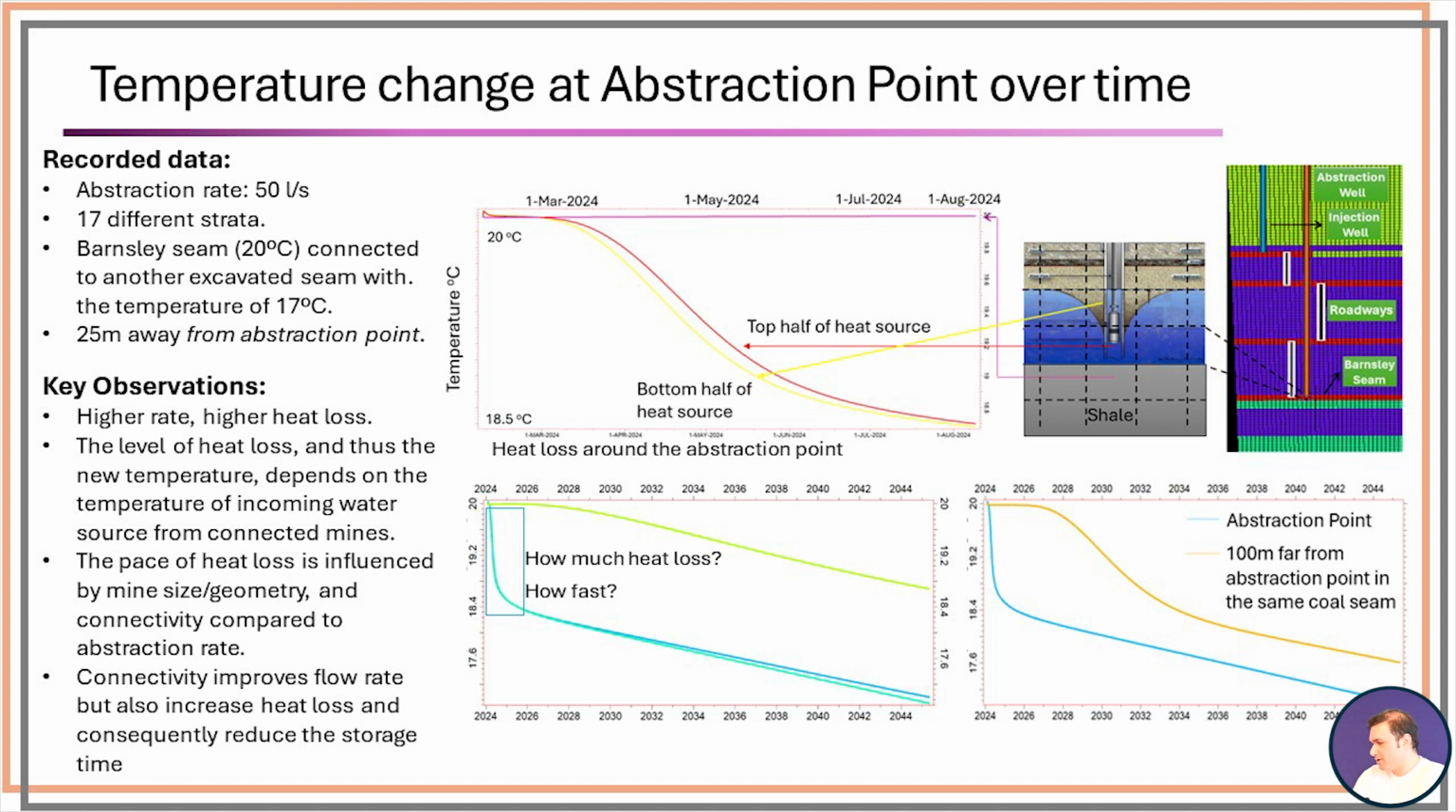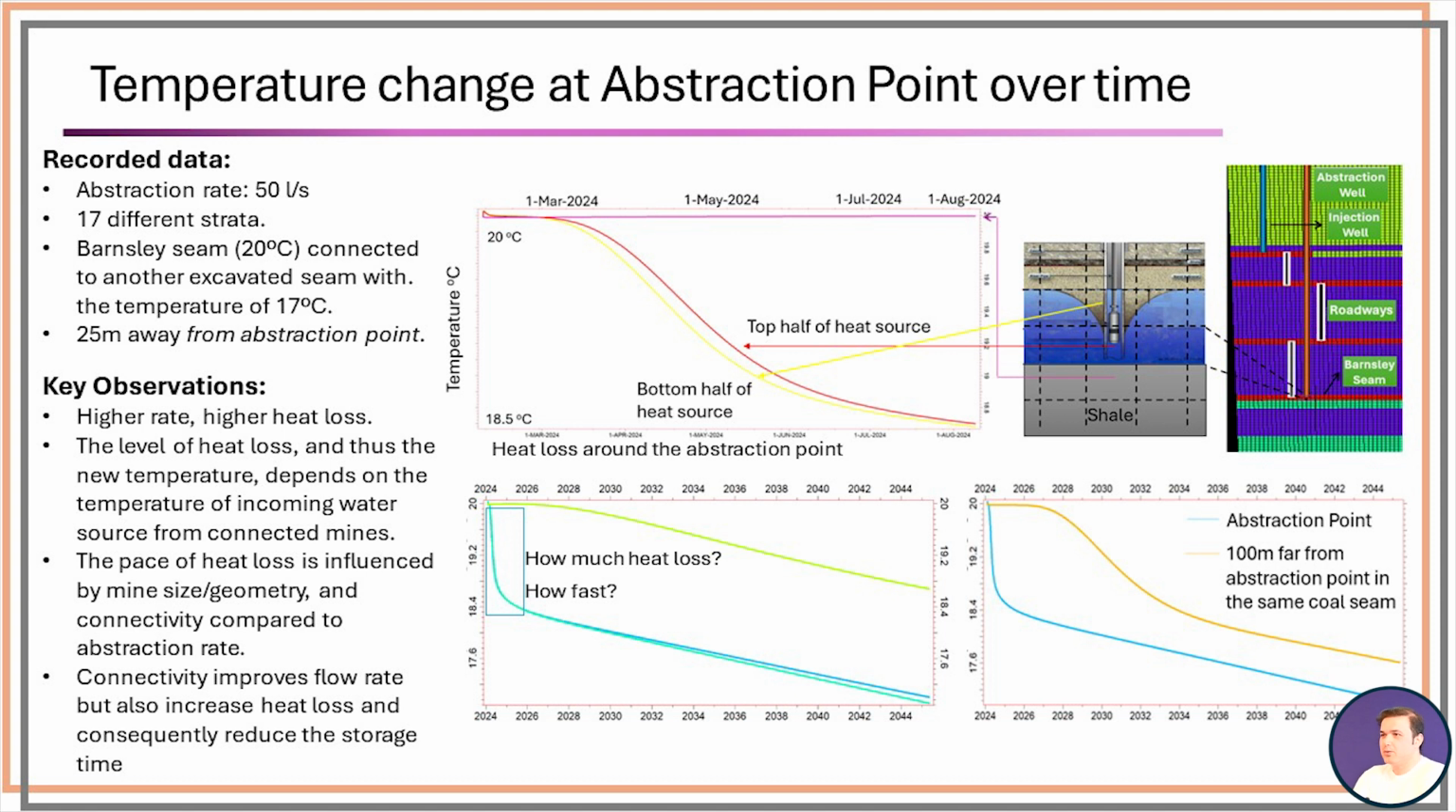Some of the most important parameters are, one, how big your cold seam is and the geometry of the seam compared to the level of abstraction rate. And the other thing is your connectivity. So the connectivity is good.